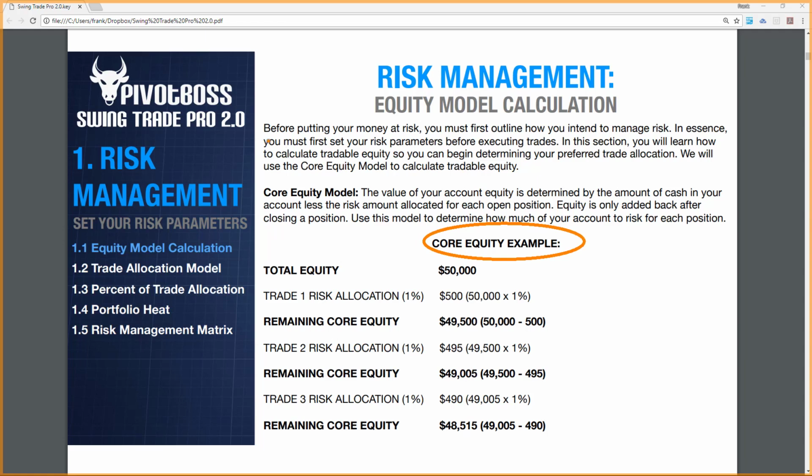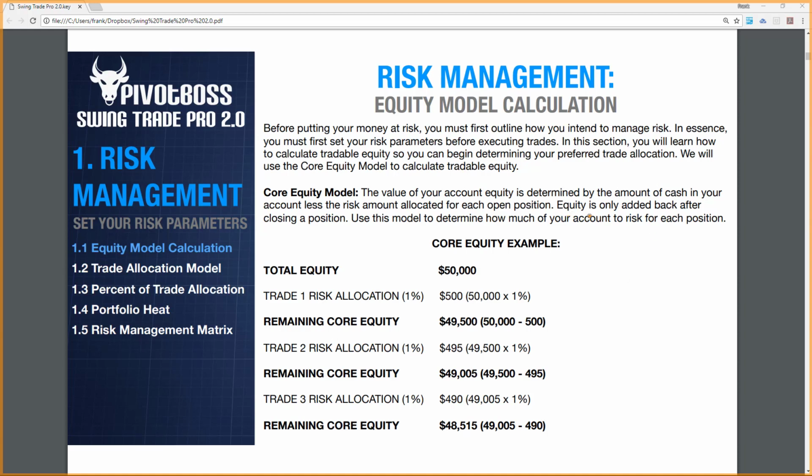And so before putting your money at risk, you must first outline how you intend to manage risk. In essence, you must first set your risk parameters before executing trades. In this section, you will learn how to calculate tradable equity so you can begin determining your preferred trade allocation. We will use the core equity model to calculate tradable equity. The core equity model, as you see here: the value of your account equity is determined by the amount of cash in your account less the amount allocated for each open position. That's the core equity model.